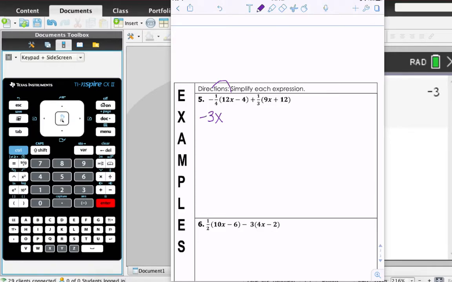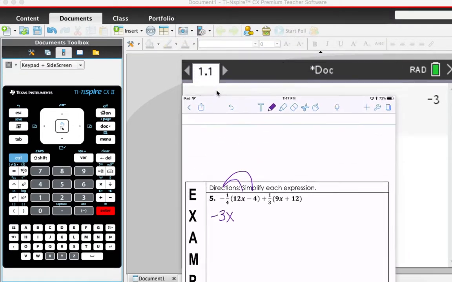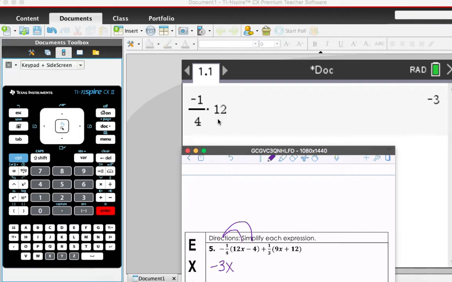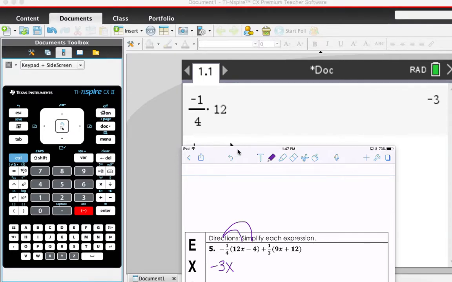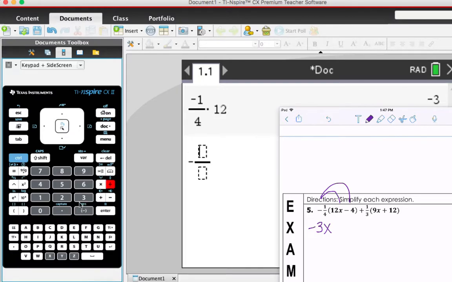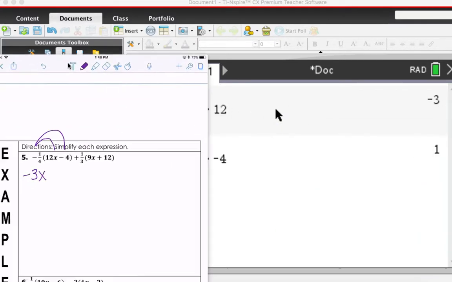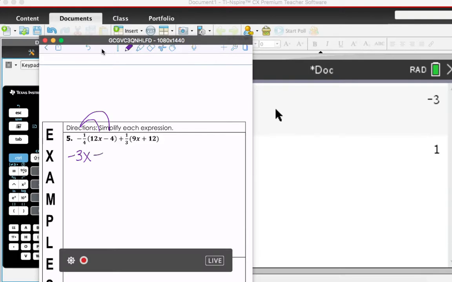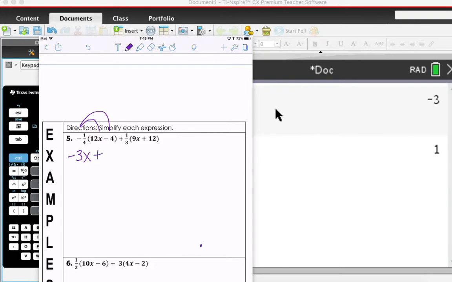Okay, so now I'm going to take this negative 1/4 and multiply it by negative 4. So I'm not going to freak out. I'm going to use my tools to help me. Don't forget, if you want to put a fraction, you press Control Divide. So the 1 on top and a 4 on bottom, so that's negative 1/4 times, and this time it was negative 4. So I know negative 1/4 times negative 4 comes out to be a positive 1. So I'm going to put plus 1.